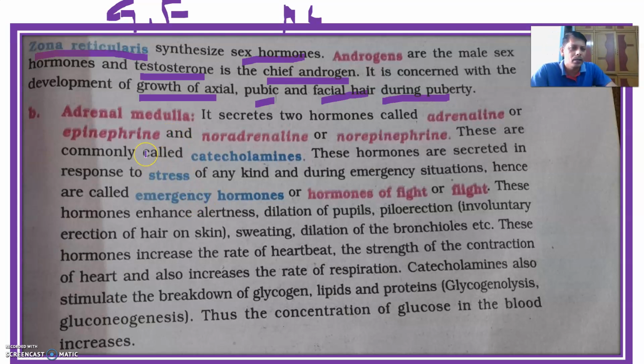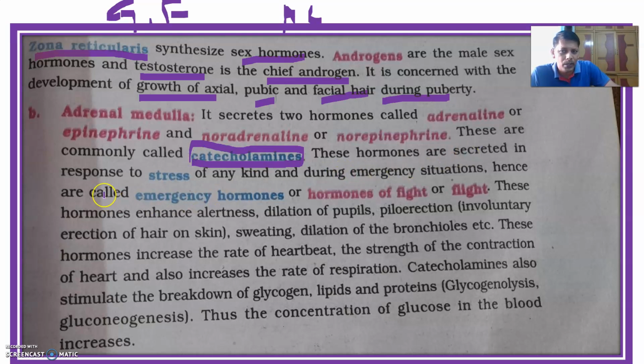Now come to the adrenal medulla. It secretes two hormones called adrenaline or epinephrine and noradrenaline or norepinephrine. Earlier you learnt in the beginning of this lesson, chemically these are amine hormones. They are formed from the amino acid tyrosine. These are called catecholamines. Very important point. These hormones are called catecholamines.